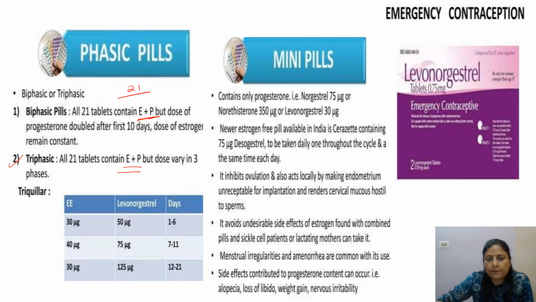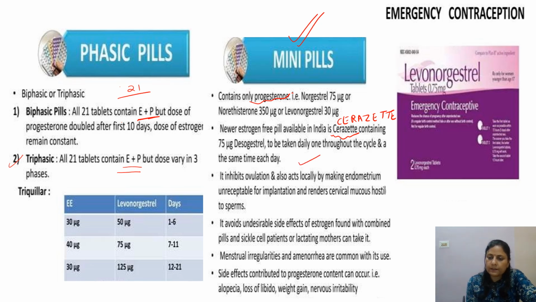Next come the mini pills. Mini pill is a progesterone-only pill. It contains only progesterone and there is no estrogen. And the newer estrogen-free pill available in India is Cerazette. It contains progesterone and it should be taken daily, throughout the cycle and at the same time each day. You have to take it daily.